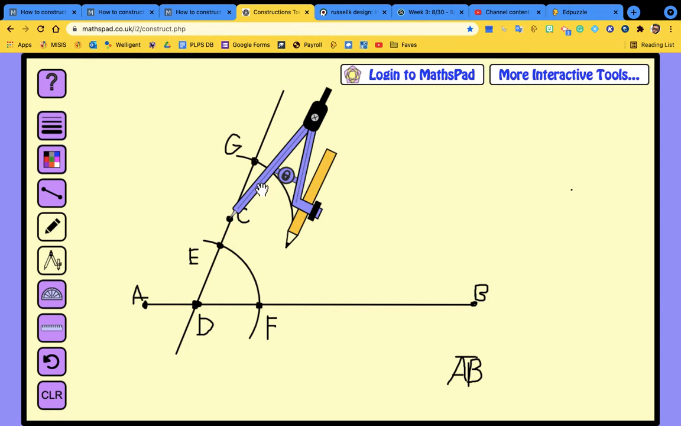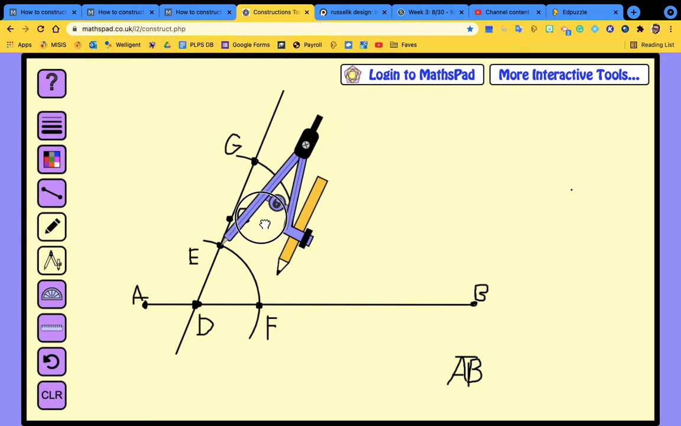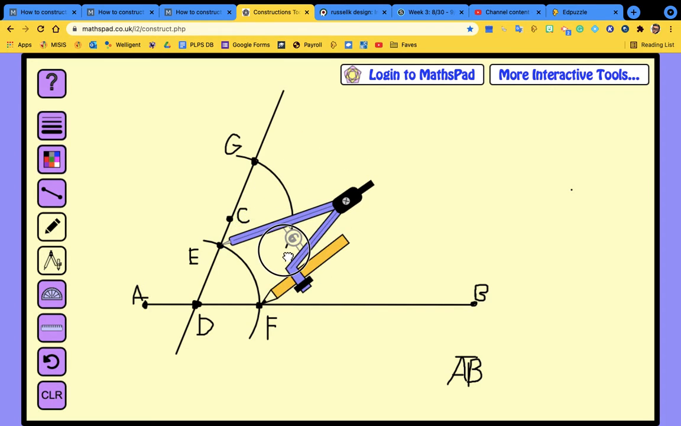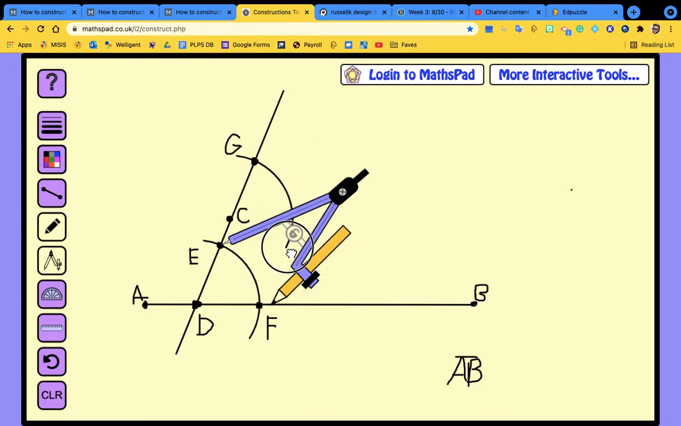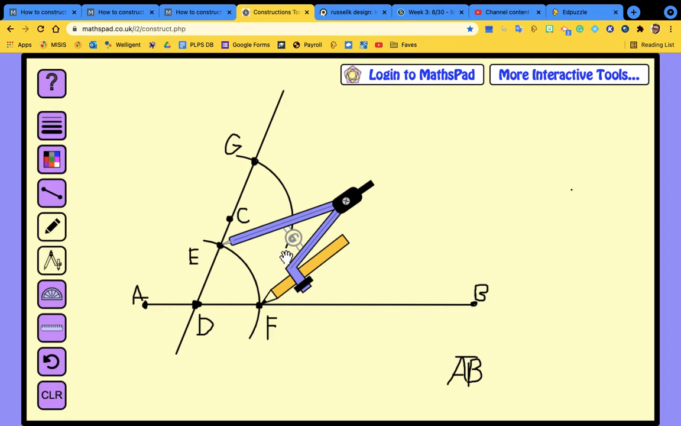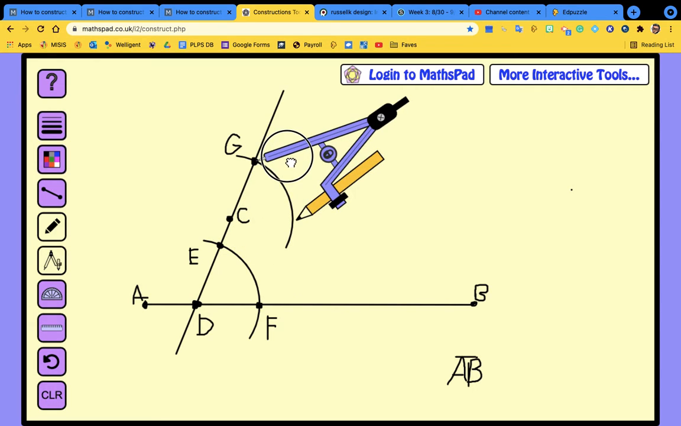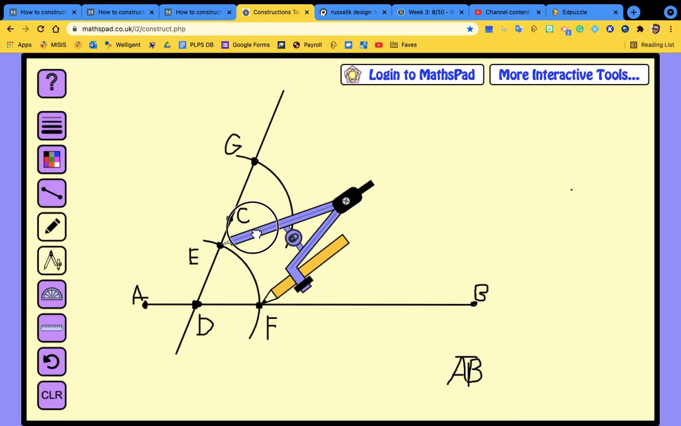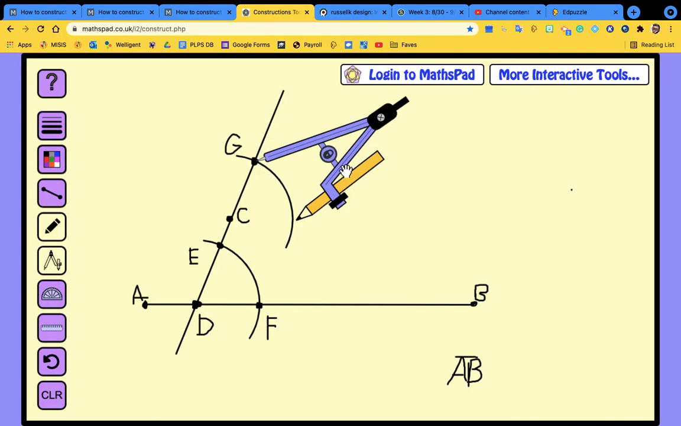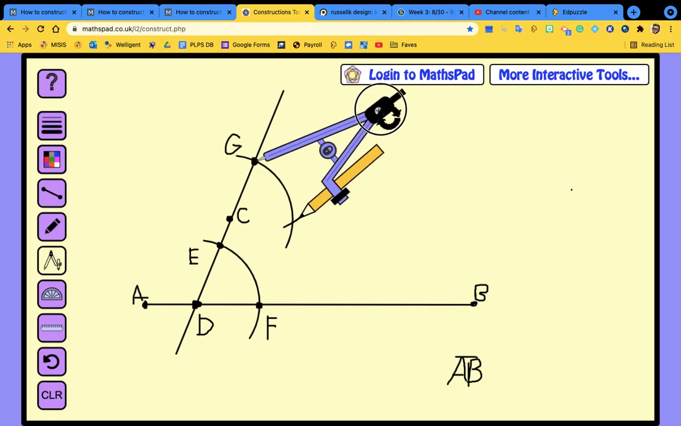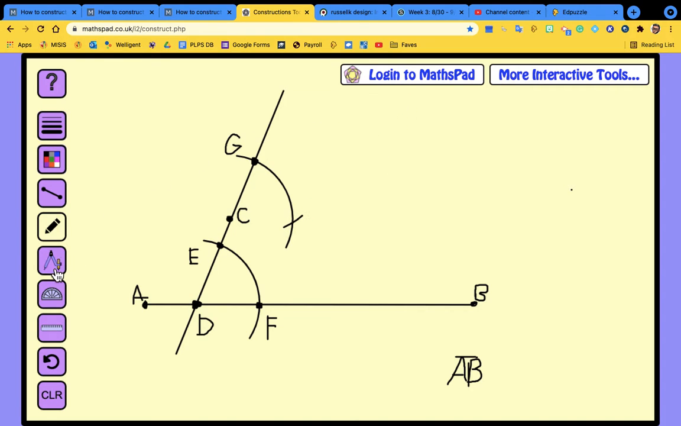Next, we're going to put our point on E this time, and I'm going to open my compass to F, just like this. Open my compass to F, and I'm going to lock it. Okay? Once you have that, you take your compass and you put it on G. It was on E, and I'm going to put it on G now. And I'm going to draw a small arc just like that. And I take away my compass, and this small arc I'm going to name H.